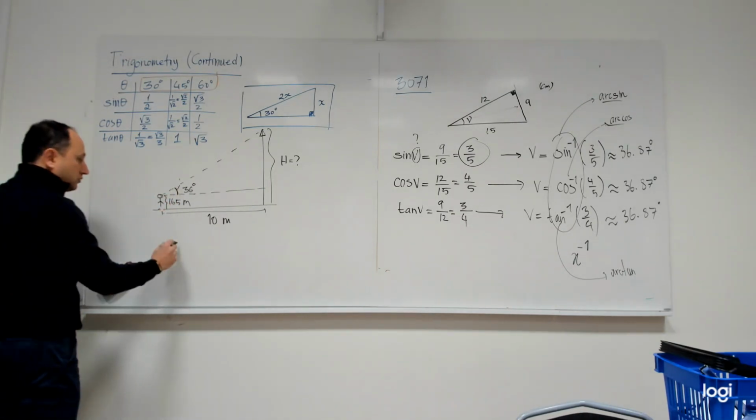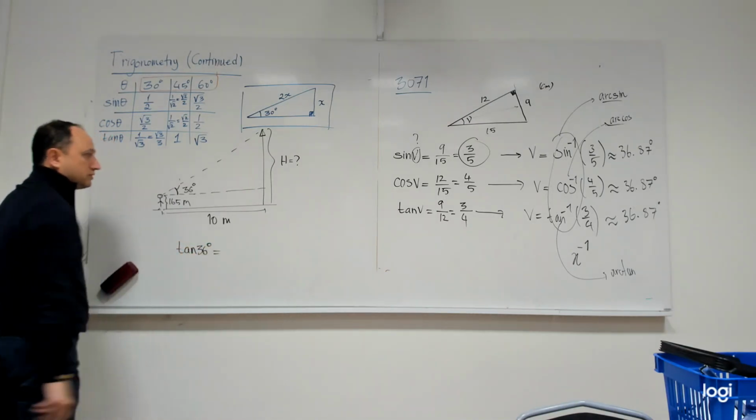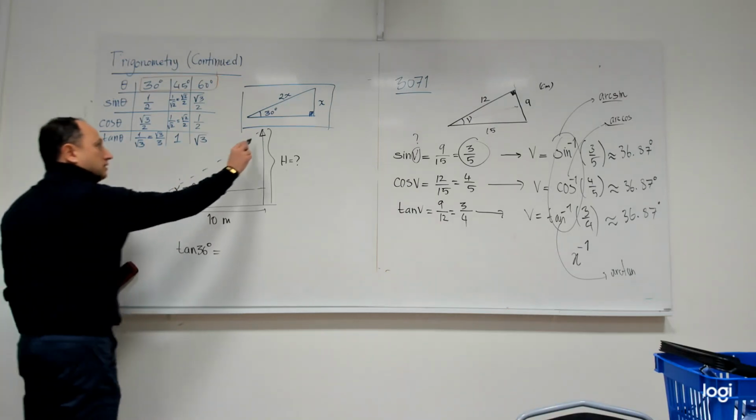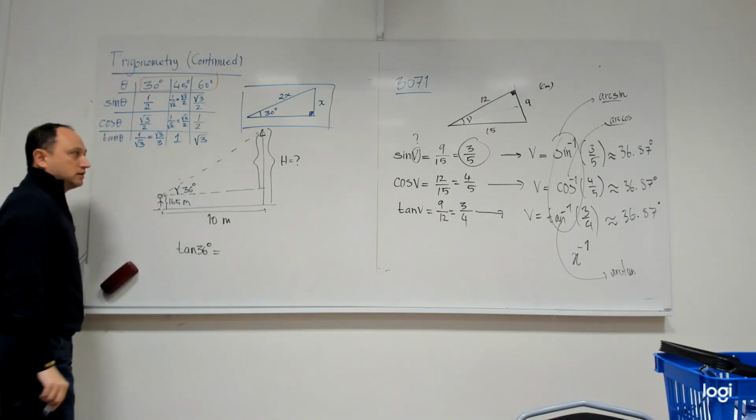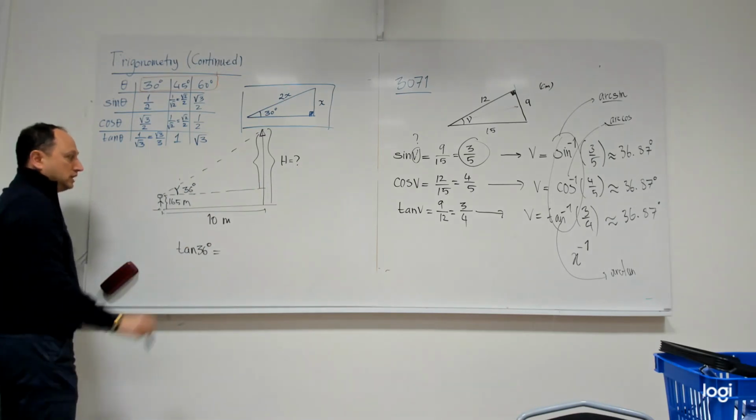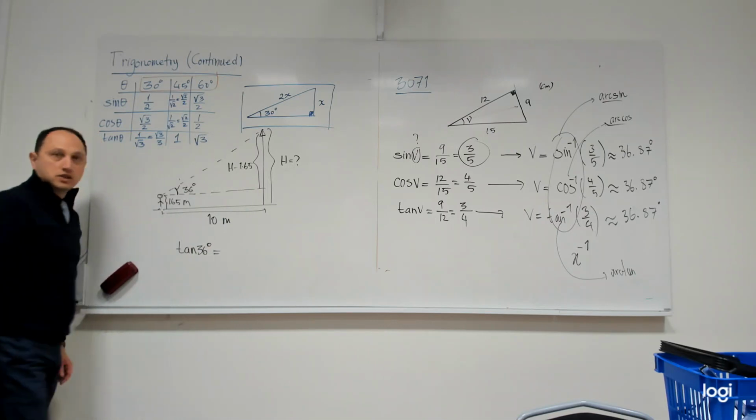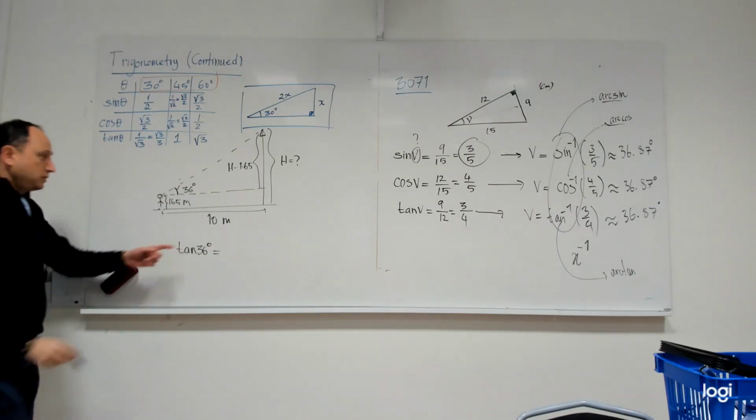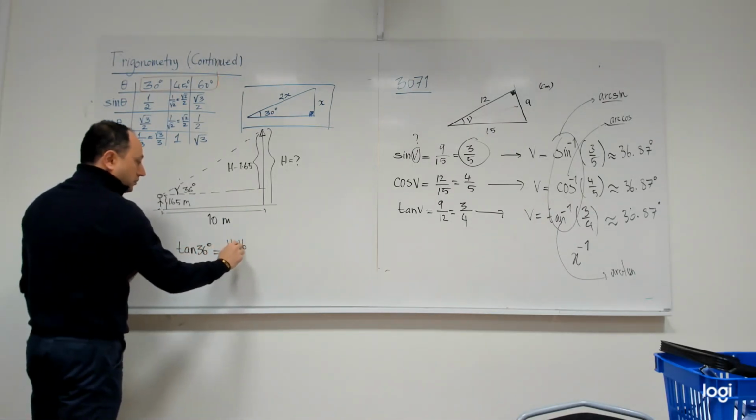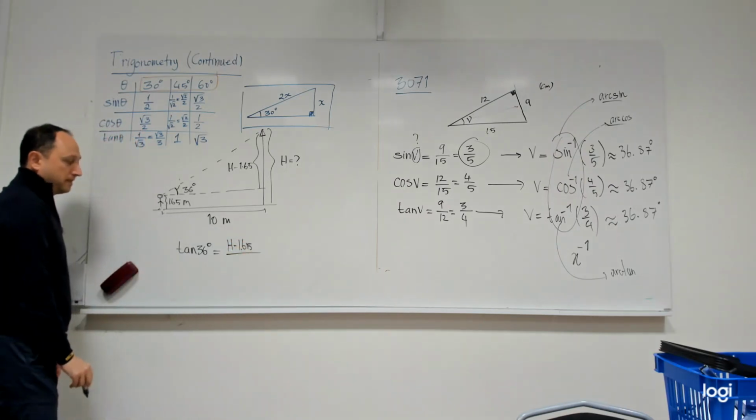Yes? And what I would write is tangent of 36 degrees is equal to this. How much is this one? From here to here is capital H, which I don't know. But this becomes capital H minus 1.65. Yes? So this becomes H minus 1.65 divided by 10.